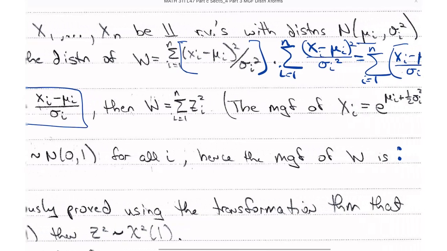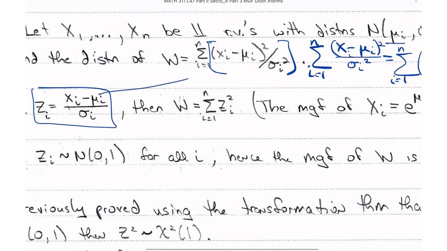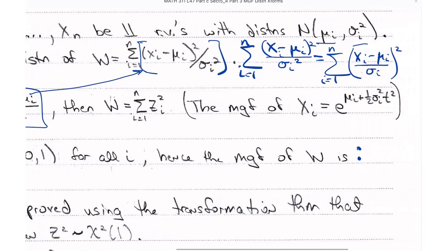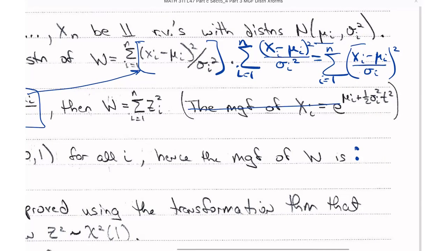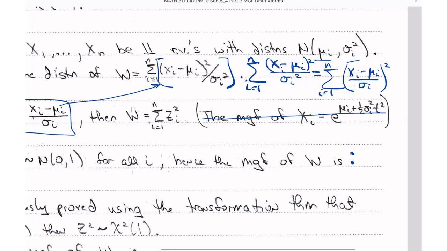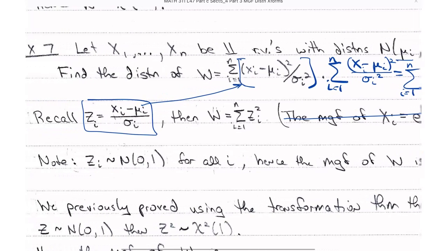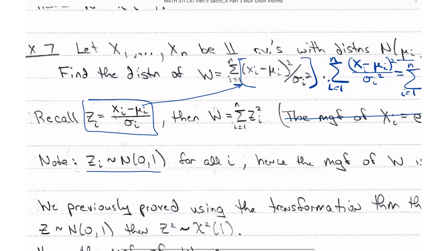And then w becomes, by substituting this in for this expression, the sum of the zi squares. Now, I have here the MGF of the normal, but we don't really need that because we've already proven what zi squared is. Remember that zi is a normal with mean 0 and variance 1.